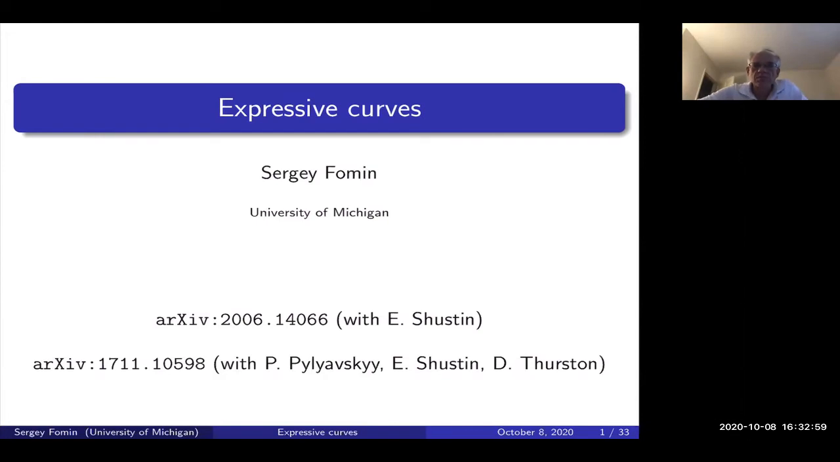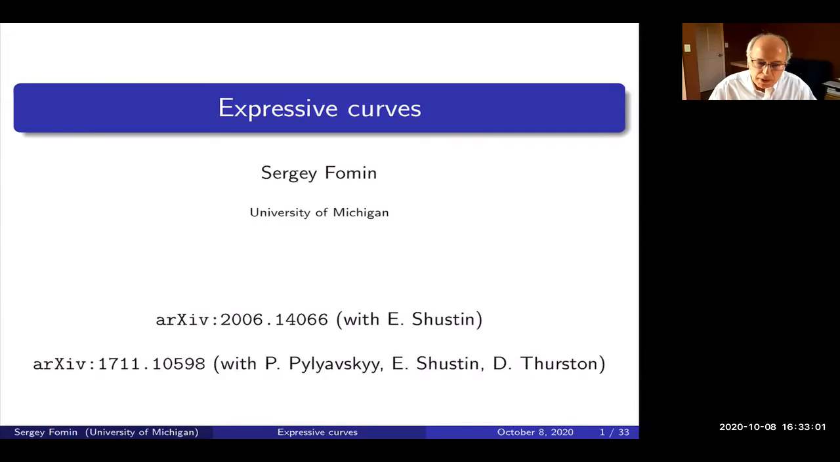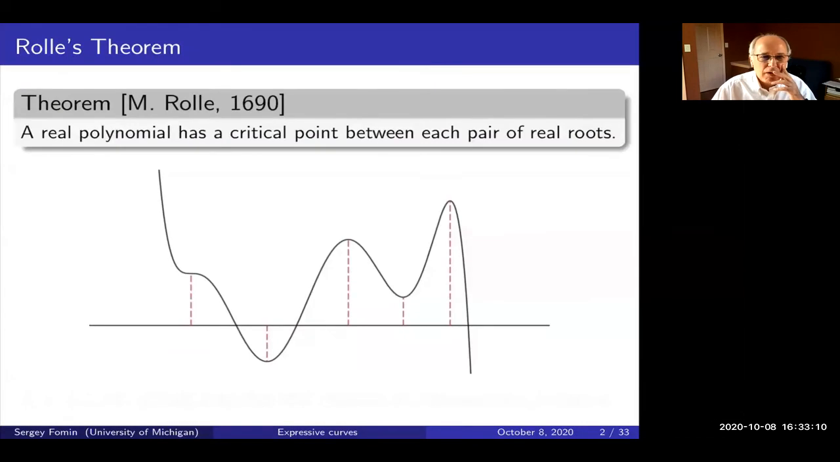So let me try and explain the topic first. I will start with a toy example. This is a theorem proved by Michel Rolle in 1690. Everybody knows this theorem, I imagine: a real polynomial has a critical point between each pair of real roots.